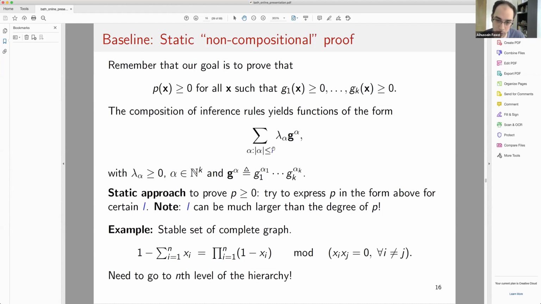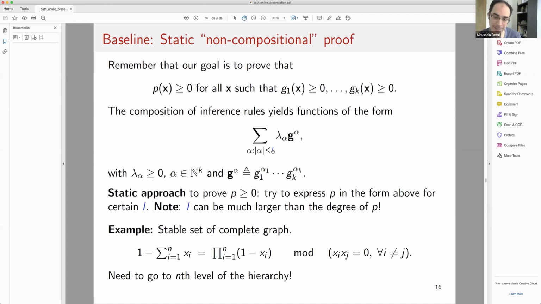If you unroll the inference rule just one time, you get a few functions. If you unroll them again, you get more functions and so on and so forth. Obviously, when you unroll more and more, you get more and more expressive functions. So the static proof consists in trying to solve the optimization problem of finding these lambda alphas for L equal to 1, which is the first level of the hierarchy, corresponding to unrolling once. If you don't get a proof, then you go to the next level and so on. Okay, and from the completeness of this proof system, you will eventually get a proof for a finite L.